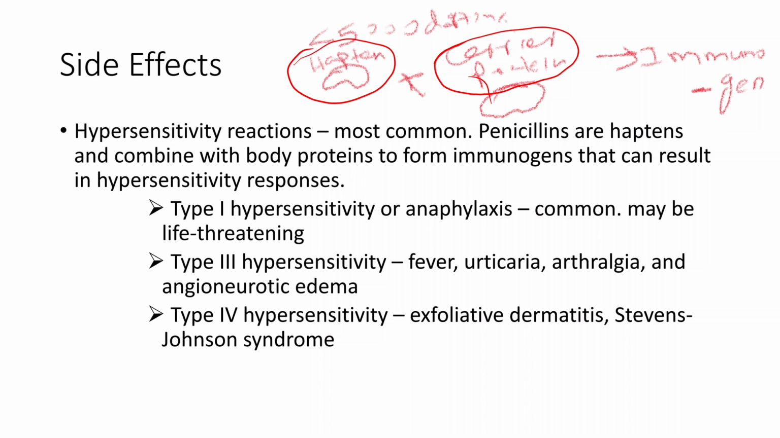Type 3 hypersensitivity, right? That is immune complex mediated disease. Immune complexes get deposited in blood vessels, joints, and skin. They produce fever, urticaria because of deposition of immune complexes in the skin, arthralgia from deposition in the joints, and angioneurotic edema, again deposition in the blood vessel walls. So that is type 3 hypersensitivity. Type 4 hypersensitivity, that is exaggerated cell-mediated immune response: exfoliative dermatitis and Stevens-Johnson syndrome. So those are the hypersensitivity side effects. Then there are other side effects.